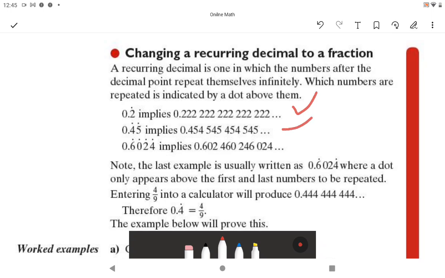If I have 0.45 with dots on 4 and 5, it implies 0.45454545. That means the 4 and 5 digits are being repeated. Likewise, in the third one, if I have 0.6024 being repeated, dots will be placed on 6024 and it continues that way. That means we have 0.602, 6024, 6024, 6024. So the 4 digits keep on repeating themselves. So that is the meaning.